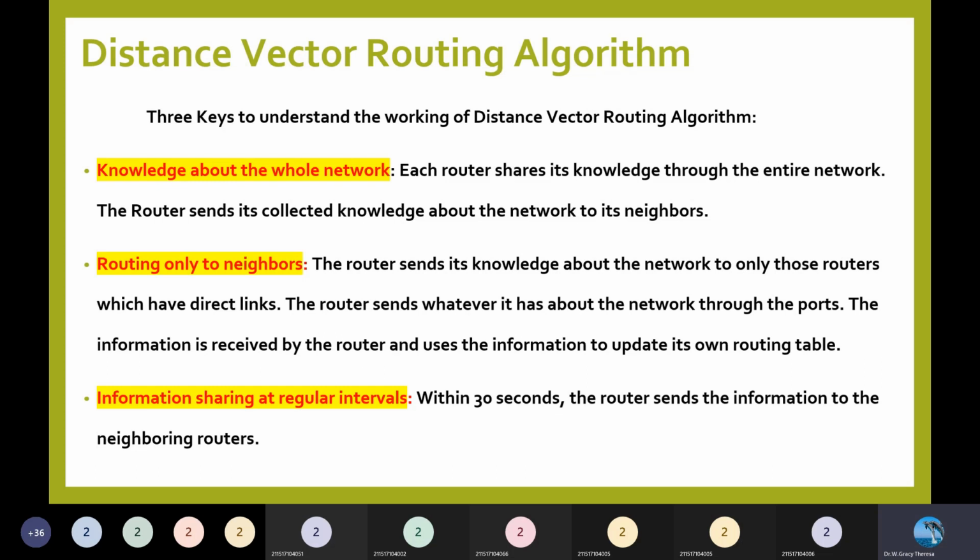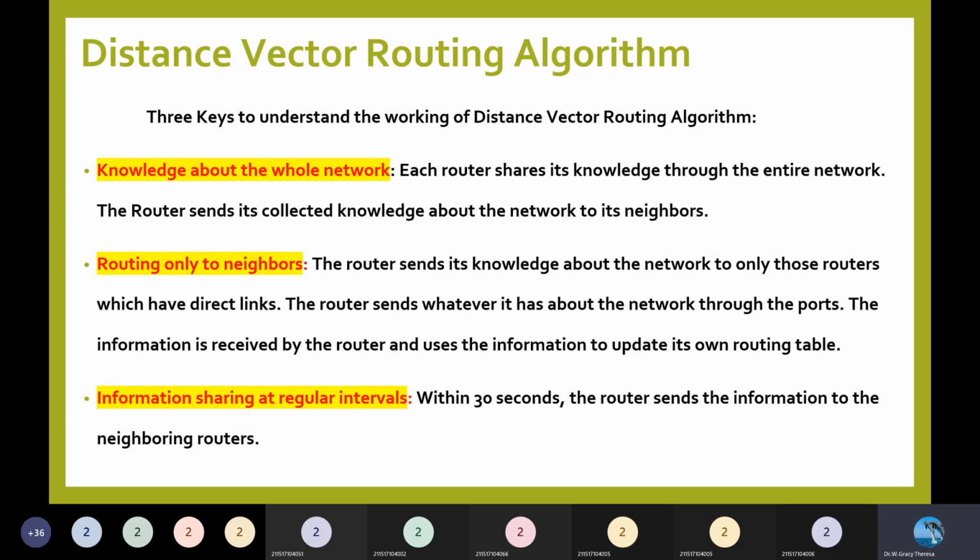Then, routing only to neighbors. Each and every node distributes only to its direct neighbors, not more than that. It can communicate directly with only its nearby neighbors. The router sends its knowledge about the network only to the nearby neighbors with a direct link. It sends whatever it knows about the network; it is not going to hide anything. Whether the link is there or not, whatever it gets from the neighbor will be updated and shared.